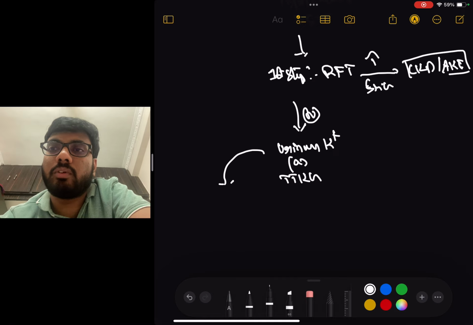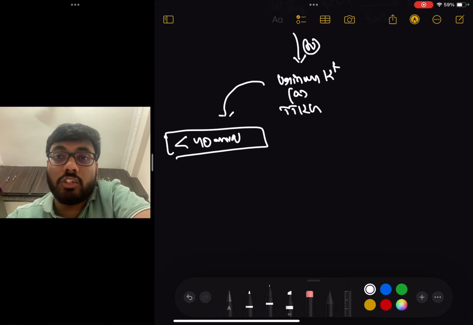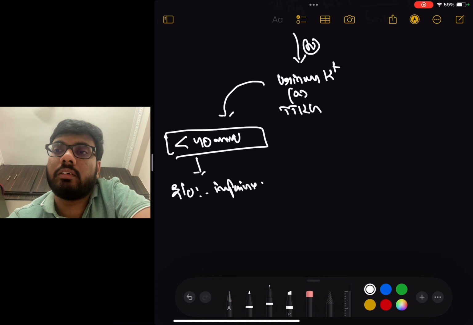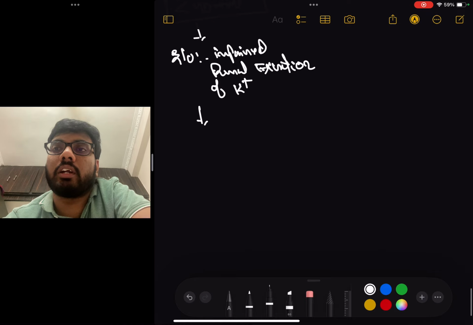If the urinary potassium is less than 40 milliequivalents in 24 hours, that is suggestive of what? Potassium excretion of the kidneys is impaired. That is suggestive of impaired renal excretion of potassium. That is suggestive of type 4 RTA.